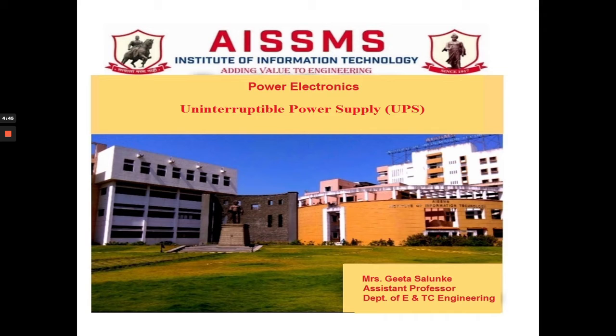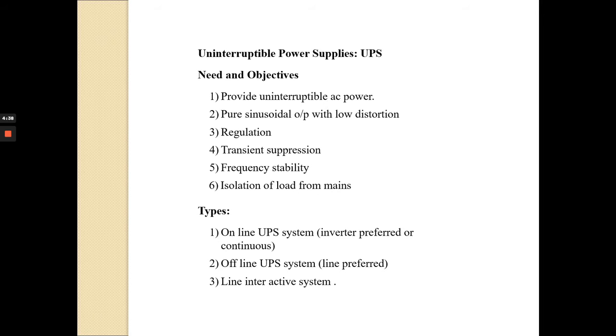Now I am going to explain uninterruptible power supply, that is UPS, of power electronics. The need and objectives of UPS: it provides uninterruptible AC power, pure sinusoidal output with low distortion, regulation, transient suppression, frequency stability, isolation of load from mains.